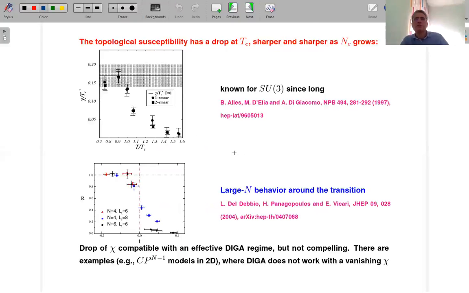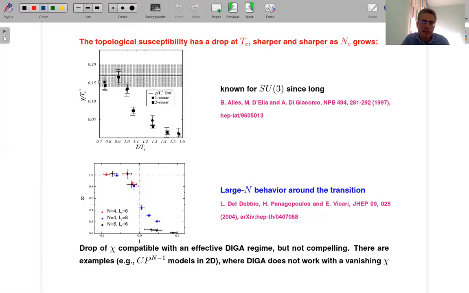Now, there is an answer regarding the topological susceptibility, which has been known for several years. This is the behavior of topological susceptibility as a function of T over Tc, where Tc is the deconfinement transition, and this is a determination from more than 20 years ago.